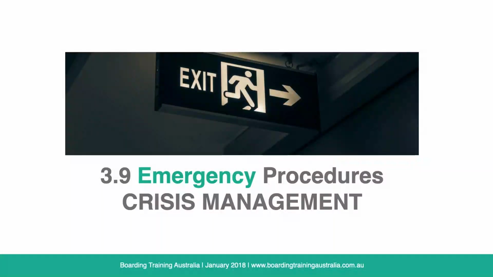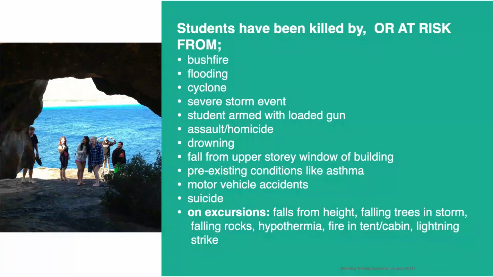Let's think now about other emergency situations that might occur in boarding. In Australia, students have been killed by or been at risk from all of those different events at school or in boarding. Bushfires, flooding, pre-existing health conditions like asthma, motor vehicle accidents, suicides, out on excursions, even down to lightning strikes. There have been students harmed in these different crises.